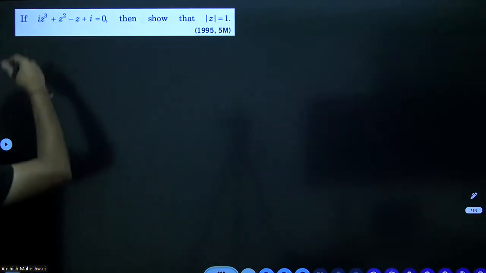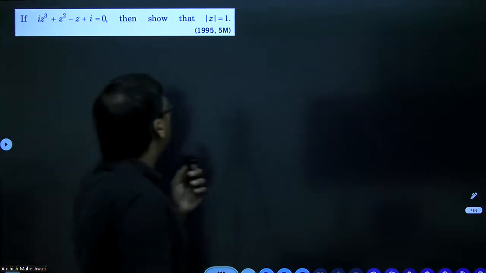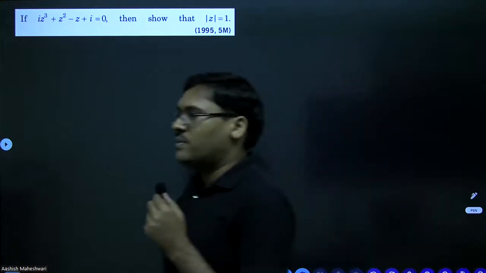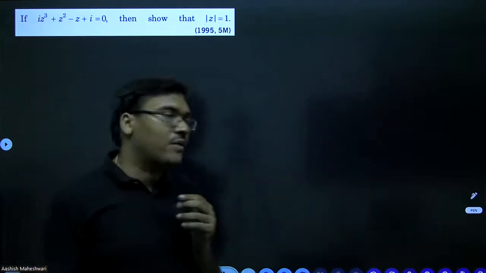So next question is again, if iota z cube plus z square minus z plus iota equals 0, then show that modulus of z equal to 1. मतलब आपको complex number z का modulus find करना है. How can you find this?